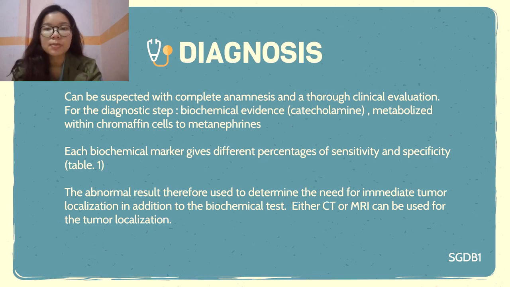The blood sampling must be done in the supine position, about 15 to 20 minutes after the IV catheter insertion, with no food, caffeinated beverage, adverse physical activity, and smoking 8 to 12 hours prior to testing. Errors in blood sampling and misinterpretation might result in false positive test results. The abnormal results are therefore used to determine the need for an immediate tumor localization in addition to the biochemical tests.